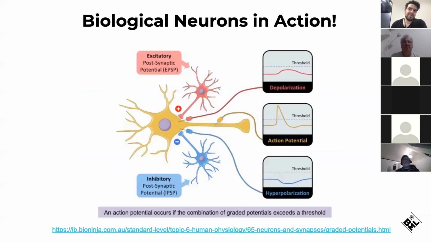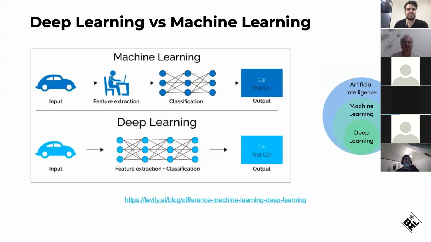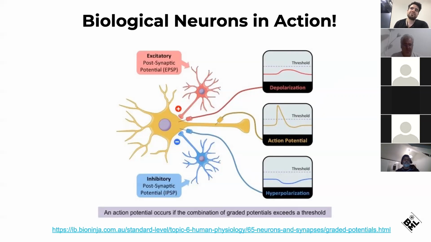The reason deep learning neural networks work is that they follow the same logic as biological neurons. Each of these neurons in a neural network is a simplified representation of how our brains work. In our brains, we have neurons that are connected to each other. So let's just focus on one of them.